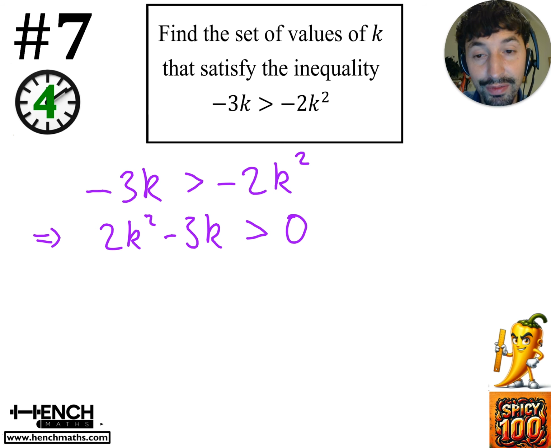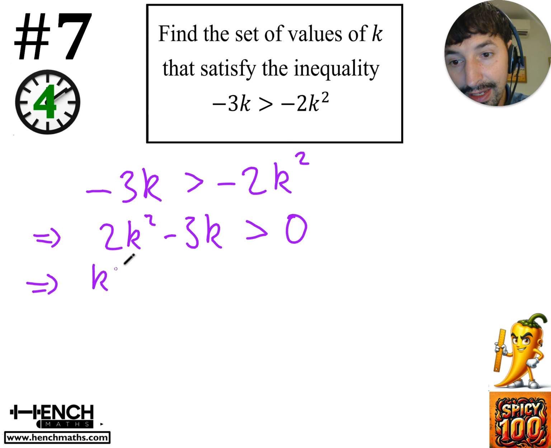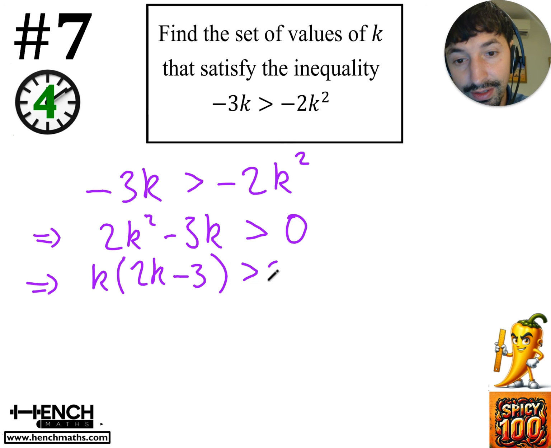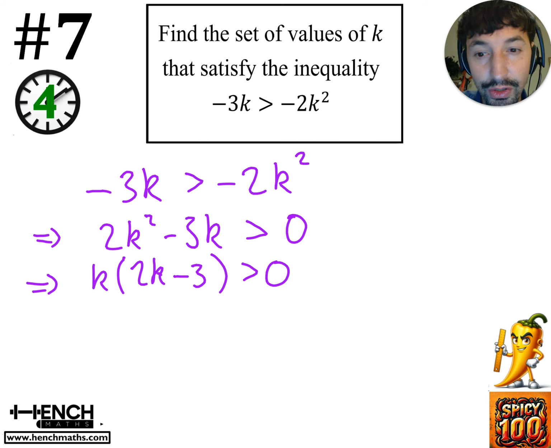Now we can factorize this. So we'll get k(2k minus 3) is larger than 0. This is an inequality, not an equation, so we can't solve it to get individual values of k. We're trying to find a set of values.